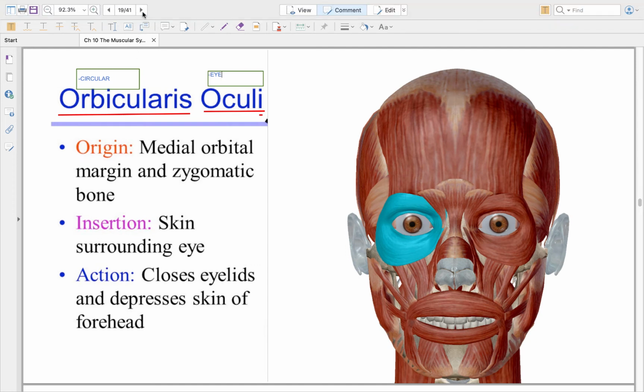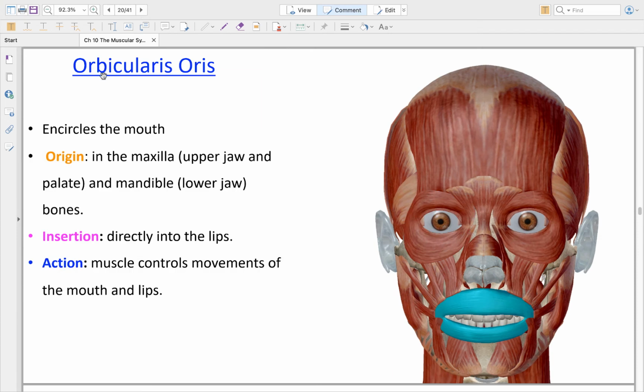The Orbicularis Oris. We already know Orbicularis means circular, and Oris, think of oral or the mouth. And that's exactly what this is. These are the muscles that surround your mouth, and it encircles the mouth. The origin is in the maxilla and mandible bones, and it inserts directly into the lips, and the muscle controls movements of the mouth. It's also called the kissing muscle because it allows you to pucker your lips.